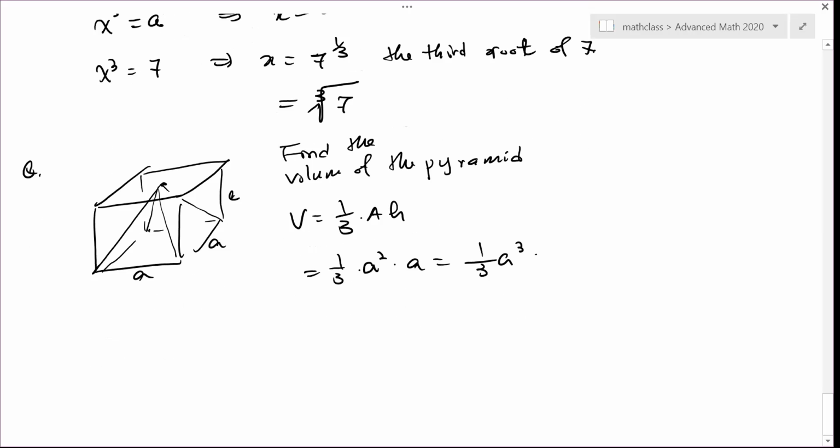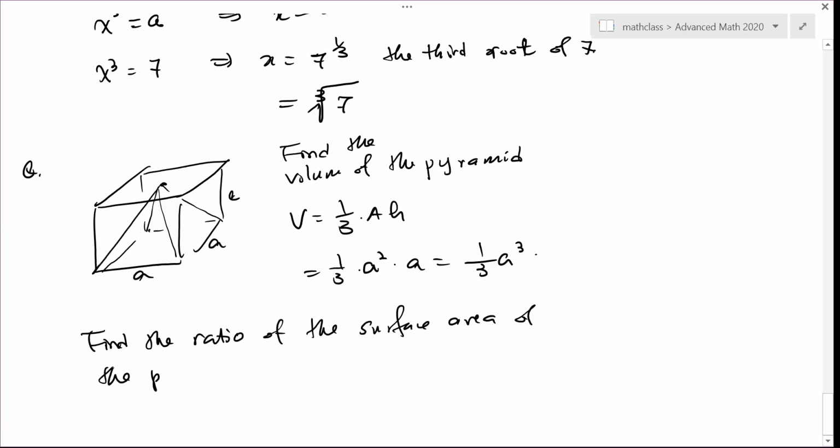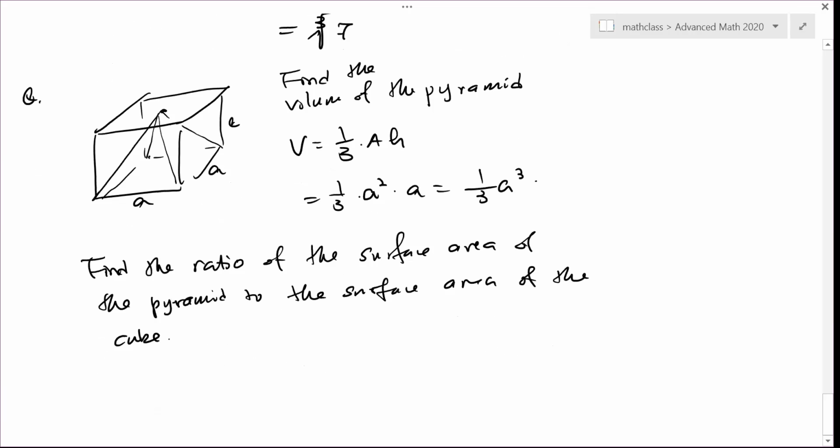Okay, now what else should we know about the pyramid? Let's find out the ratio of the surface area of the pyramid to the surface area of the cube. Yeah, we want to compare the surface area. I know the volume is easy to see, right? So the volume of the pyramid is 1/3 of the volume of the cube.